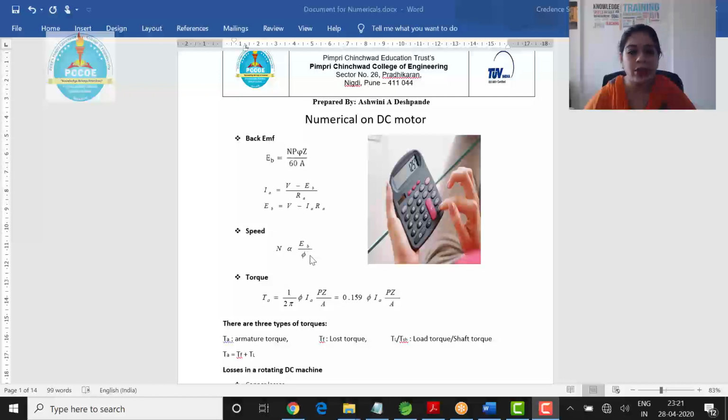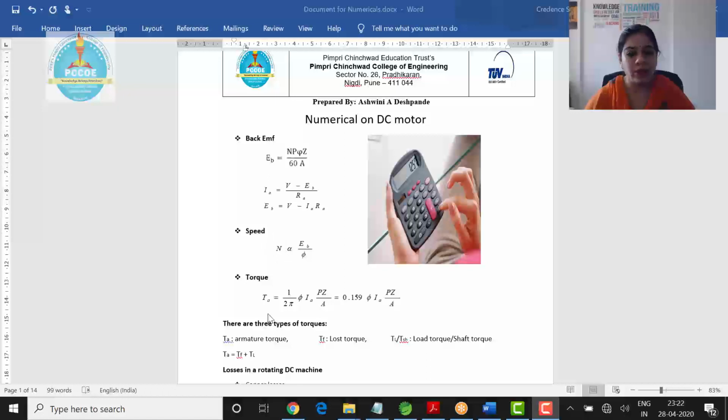Speed is directly proportional to Eb by φ. So for calculating the value of speed, we must find out the Eb. For finding that Eb, we may require this formula. Mostly the steps are, first we need to find out Eb and then we need to find out the speed. We will see in detail one by one in the numerical.